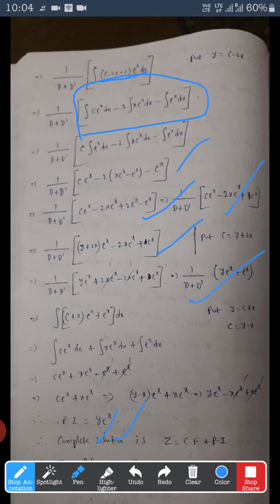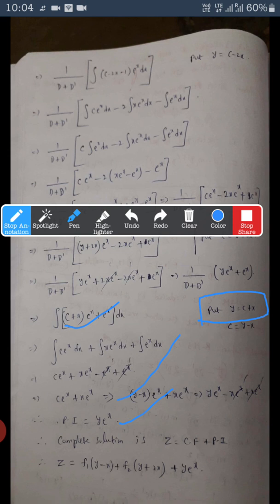1 by D plus D dash into y e power of x plus e power of x. Again, for 1 by D plus D dash, we are considering y as c plus x. So the integral of (c plus x) into e power of x plus e power of x dx. After simplification, we get PI as y e power of x. Therefore, for the complete solution, z is equal to CF plus PI. So this is our complete solution.